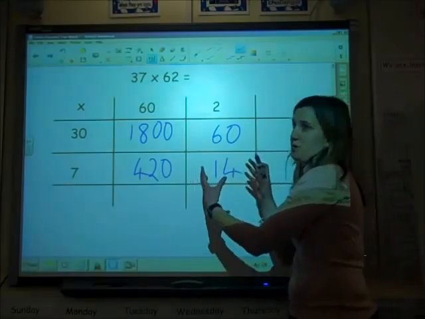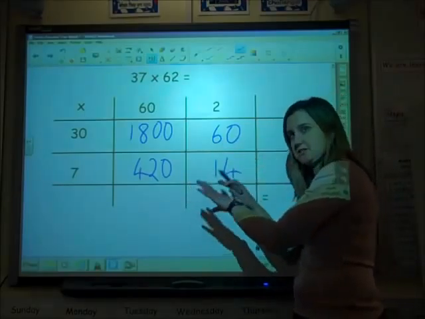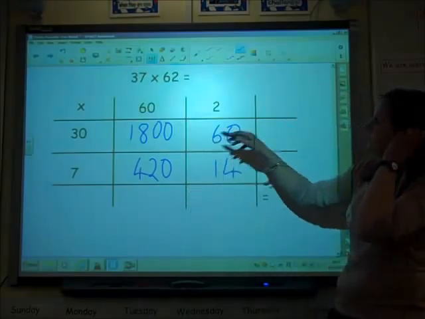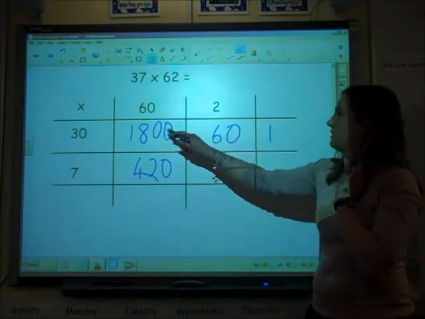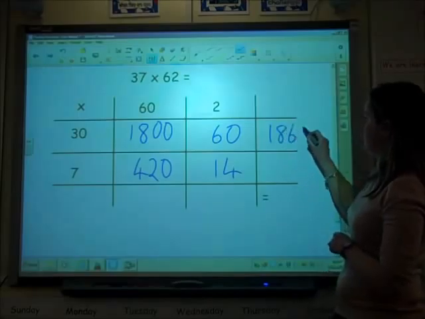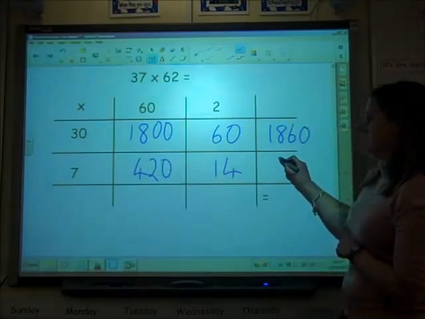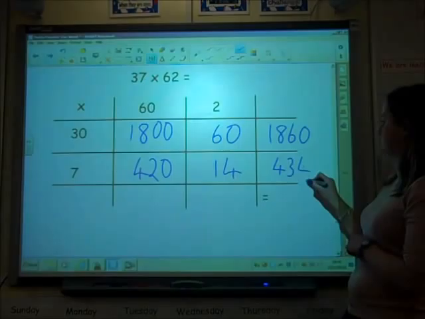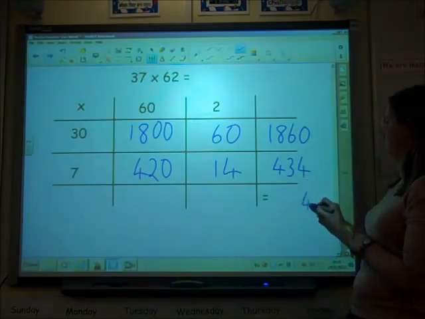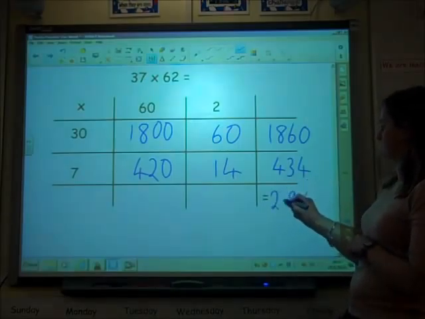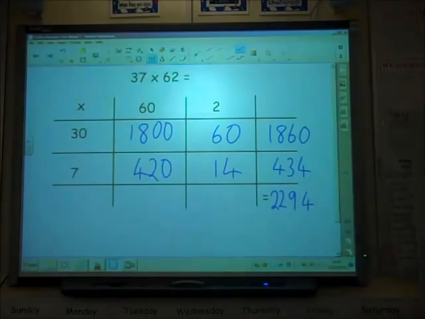So even though this is just one thing, we do a lot of work which actually goes into it as well. And then we add it up. So here we've got 1,860. Here we've got 434. And then we add those together. 2,290.